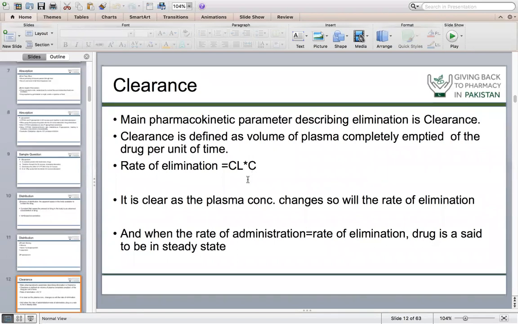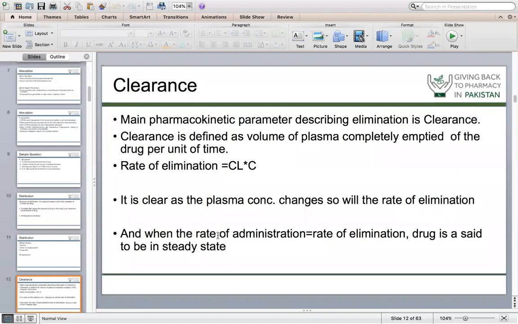So once we administer a drug, it undergoes metabolism and renal excretion at the same time, right? And the more the plasma concentration is, the more the rate of elimination is. There are two main sites of elimination: the liver, where the metabolism of drugs occurs, and renal excretion, right? So it's clear from the above equation that as the plasma concentration changes, so will the rate of elimination.